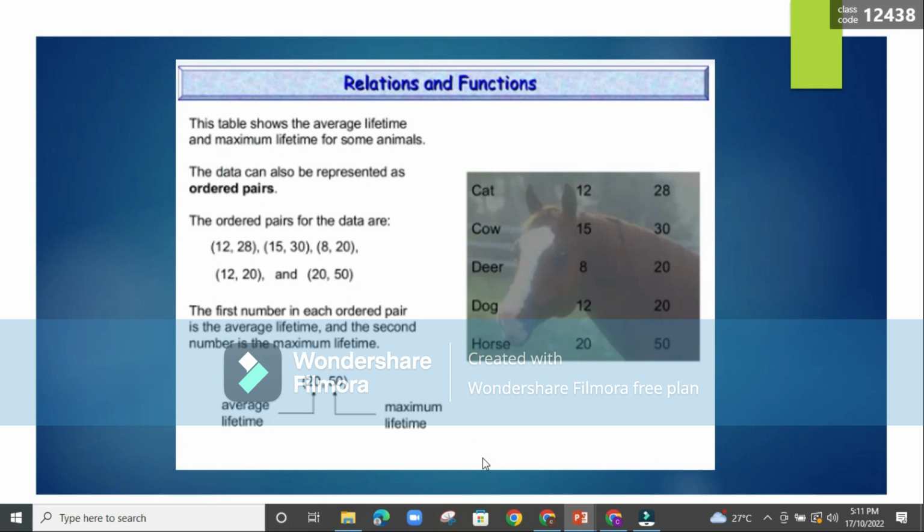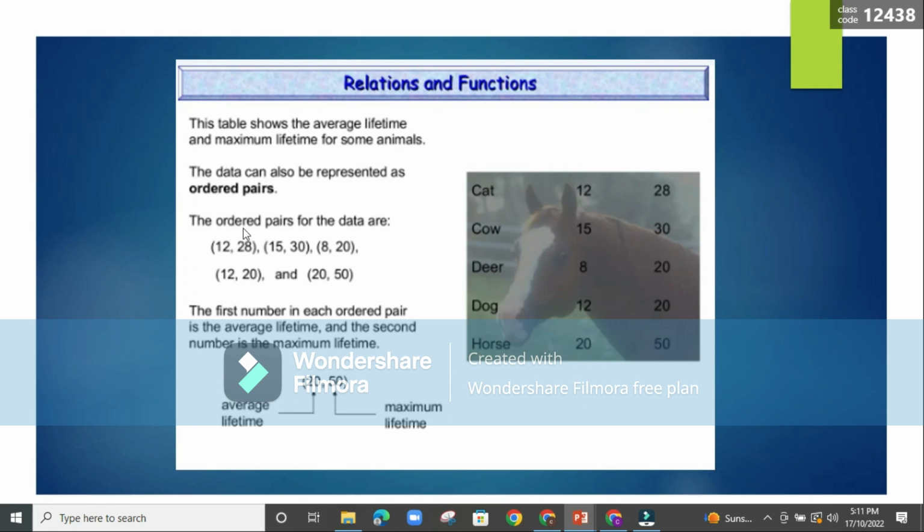So we have here relations and functions. Now, this table shows the average lifetime and maximum lifetime for some animals. Let's take a look at this table. We have the cat, cow, deer, dog, and horse. So the data can also be represented as ordered pairs, meaning you have here the average lifetime for some animals.